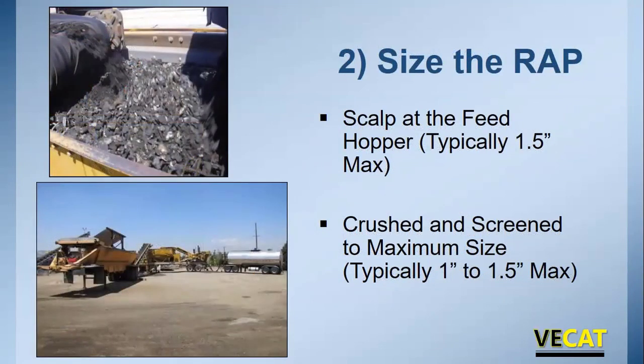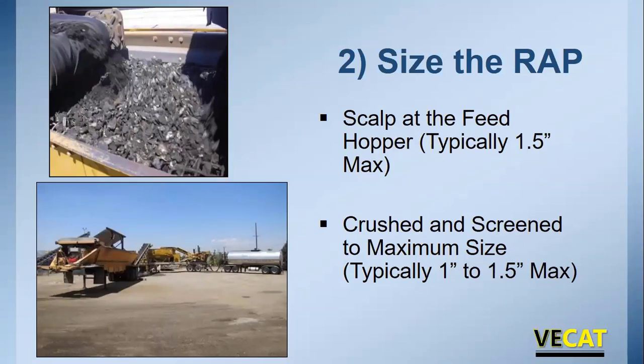As part of the process, we're going to need to size the RAP. A lot of times with these stockpiles, especially if they've been sitting for a while, you're going to have something to bust it up so you can get into it. But regardless, we almost always put a scalping screen over the hopper that's either going into the central mix plant or the recycling train. That scalping screen is typically set at 1.5 inches, but it can be set smaller.